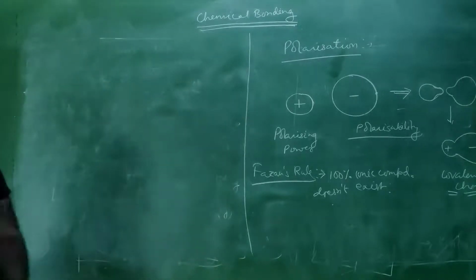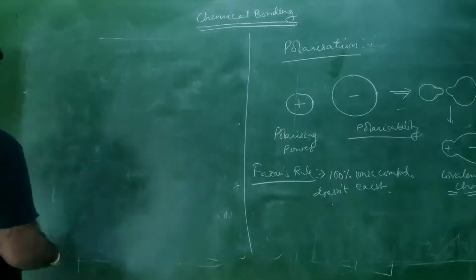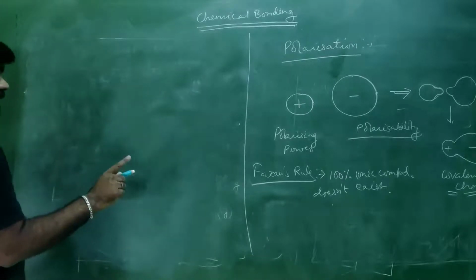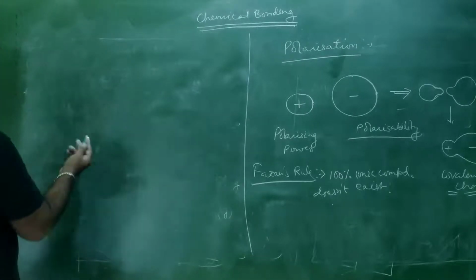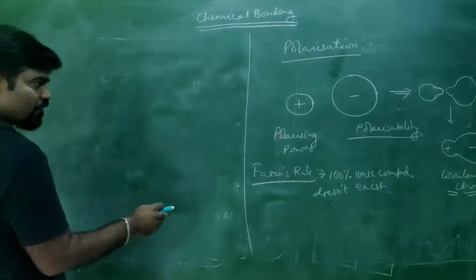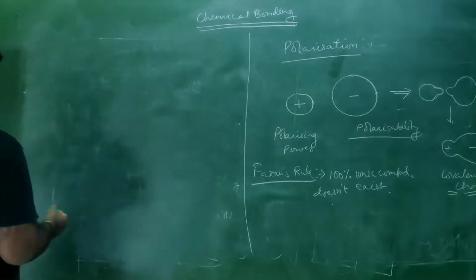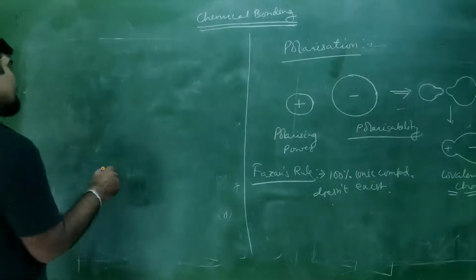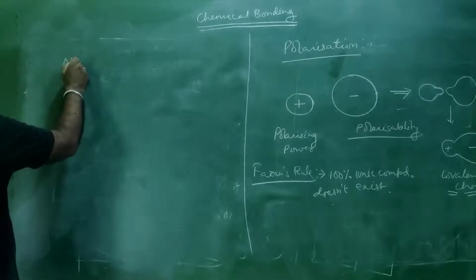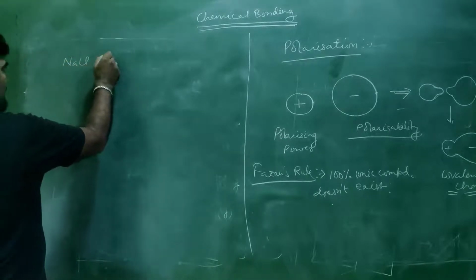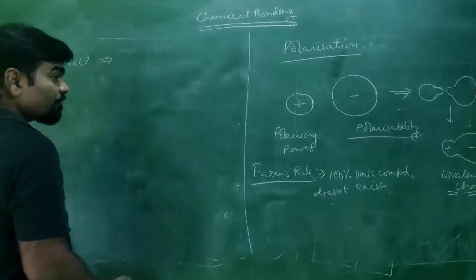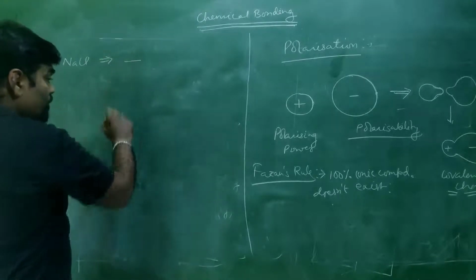Okay, again, according to Fajan's rule, a 100% ionic compound does not exist. In some cases there is a greater ionic or covalent character, and in some cases a lesser ionic character. Suppose there is NaCl. 100% ionic is not there. Some extent of polarization will be there.